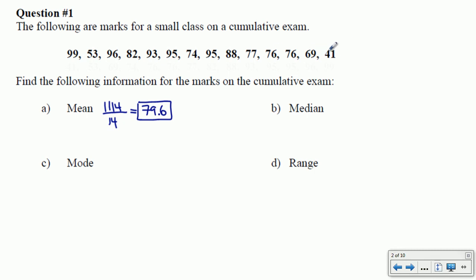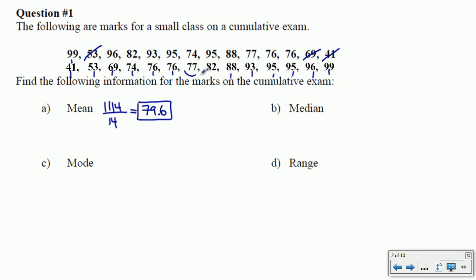So let's do that, starting with the first number, the lowest, which is 41. Next we have 53, and then 69, and so on, all the way to 99. So now we can figure out what the median is. We can count off from the outside, so tick them off. 99, 41, 53, 96, 69, 95, all the way into the middle.